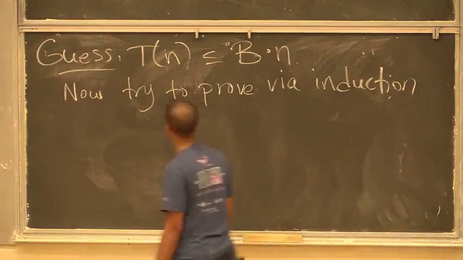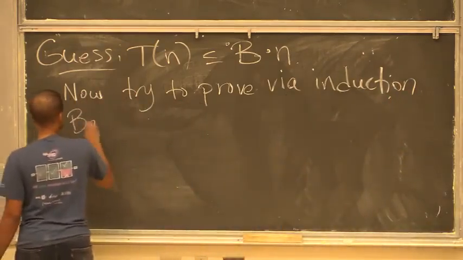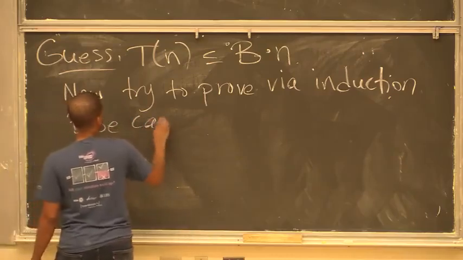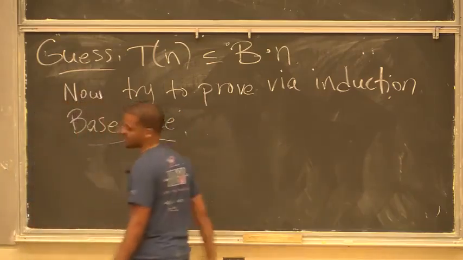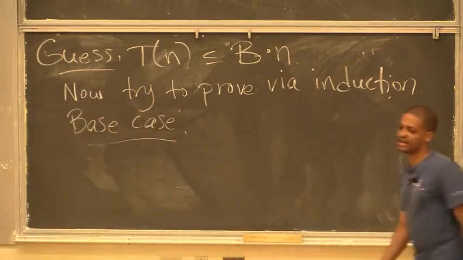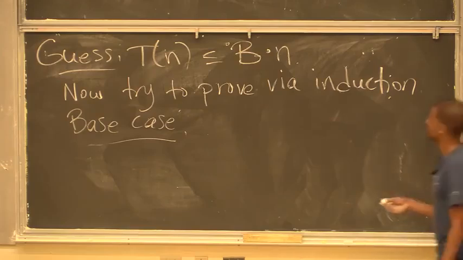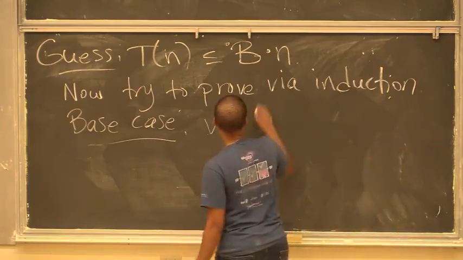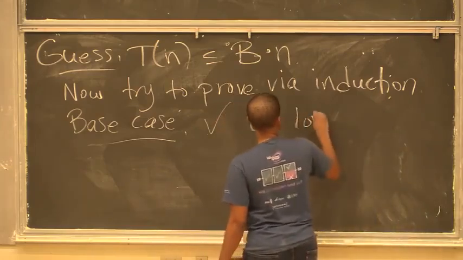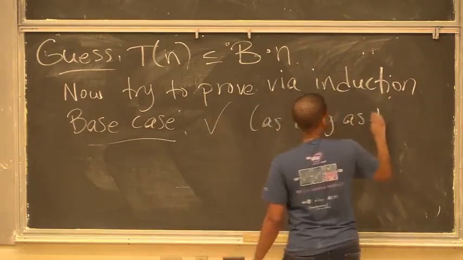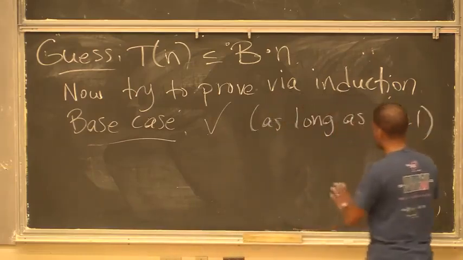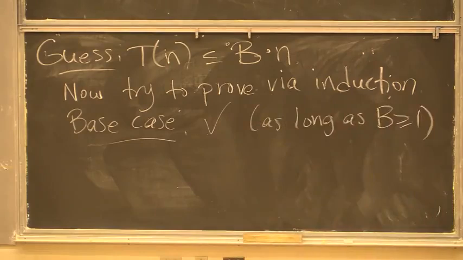So the base case has to handle the end of the recursion. Let's say that's n equals 1. Our runtime when n equals 1 is like 1. So this holds as long as b is at least 1. So okay, so far we have to set b to be at least 1 to make this true.